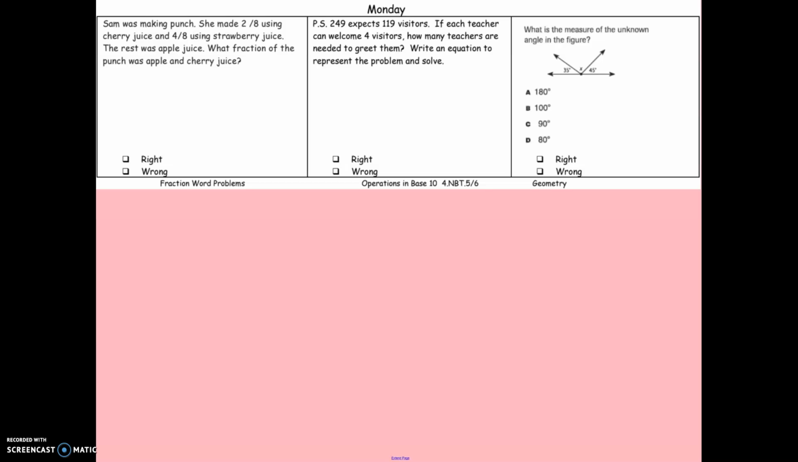We're going to go over your math review from Monday. From now on, we're just going to have 3 math review questions a day so that you have more time to work on your assignments. Let's look at the first question.